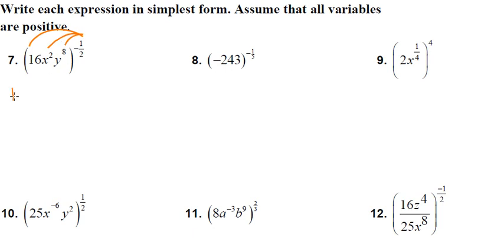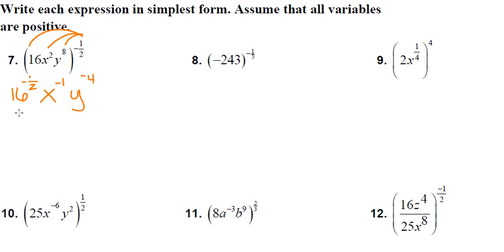So this is going to be 16 to the power of negative 1/2. This is going to be x, well, that's 2 times negative 1/2, so that's going to be x to the negative first, and then y, and then 8 times negative 1/2, so that's going to be y to the negative fourth.